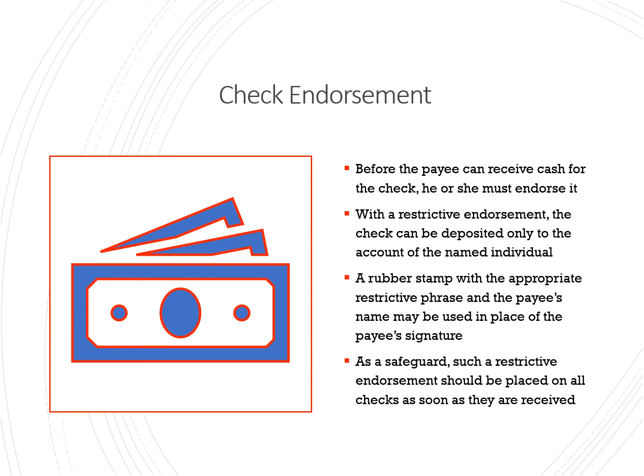Before a check can be cashed, it must be endorsed. An endorsement is made on the back side of the check and must match the name shown on the face of the check. A restrictive endorsement, remember I mentioned that earlier, allows the check to be deposited only to the account of the named individual. You can use a rubber stamp with the appropriate restrictive phrase and the payee's name in place of the payee's signature. This endorsement should be placed on the check as soon as it is received.